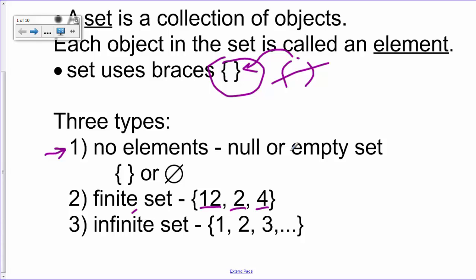Now, an infinite set, we give this example, which has 1, 2, 3, comma, and that dot, dot, dot, which is the ellipsis. This dot, dot, dot means that this set continues in the same pattern in this direction. This direction would be the positive numbers, which means that our next number in the set would be 4, 5, 6, and it continues.